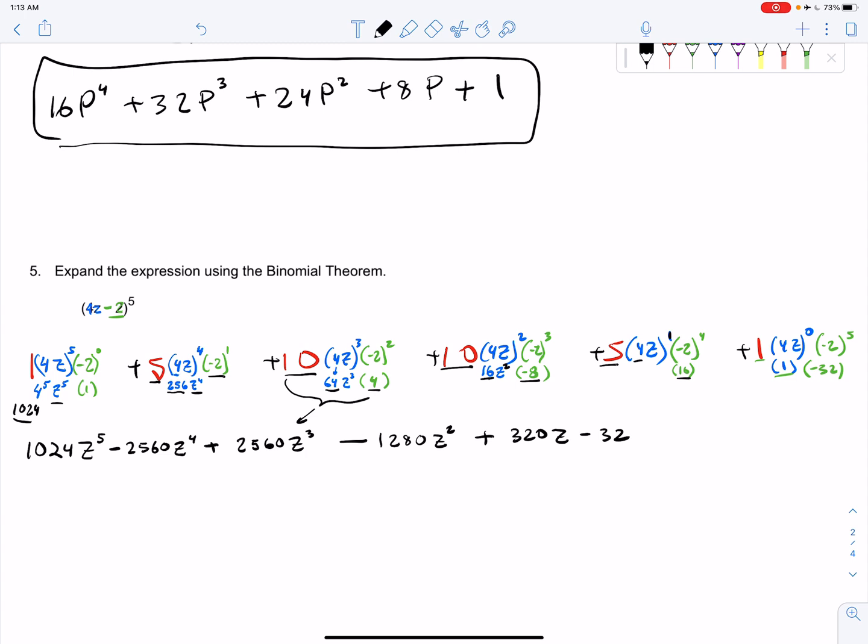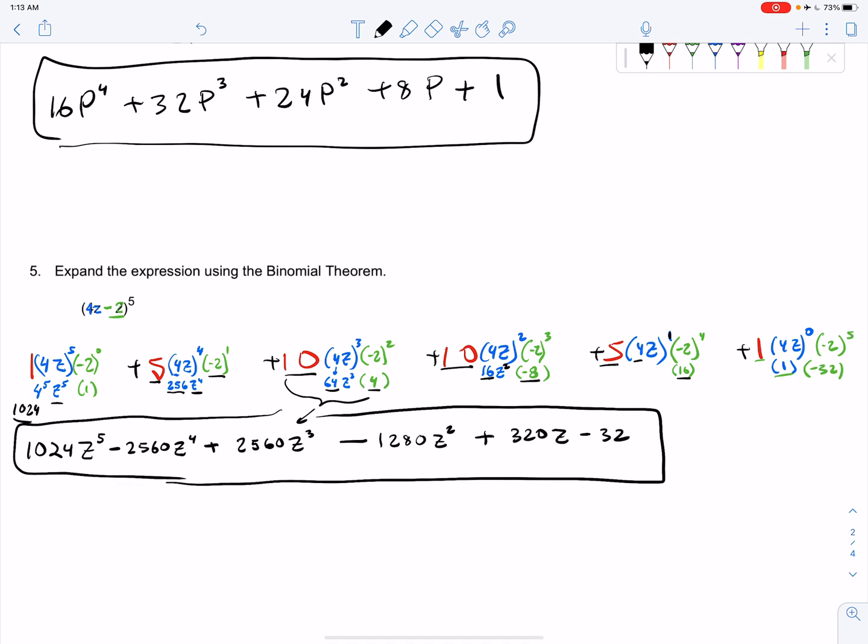Let's double check it. It should be 1024 z to the fifth minus 2560 z to the fourth plus 2560 z to the third minus 1280 z squared plus 320z minus 32. And there it is. We just expanded out this nasty fifth degree binomial that had a negative involved, but we did it.